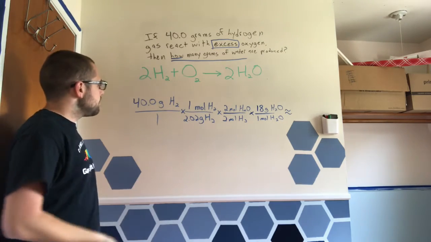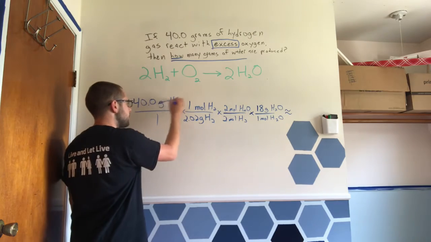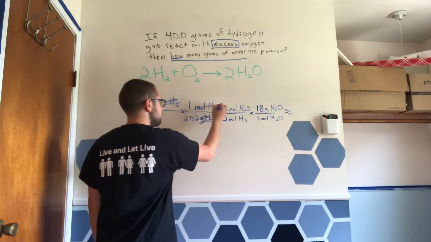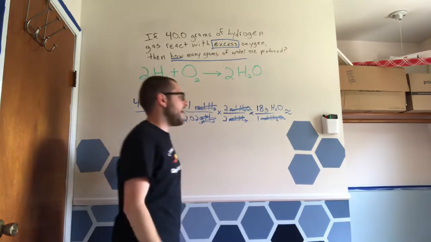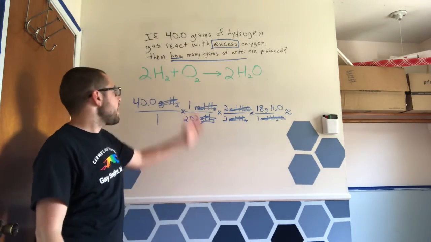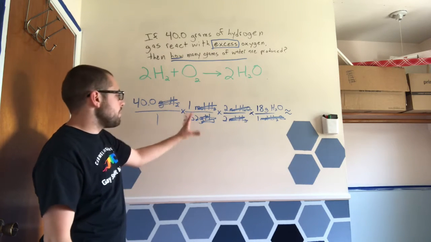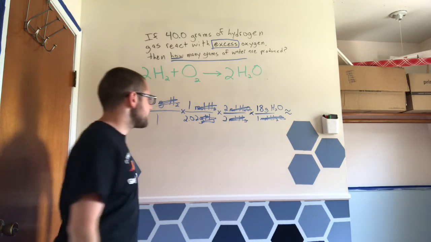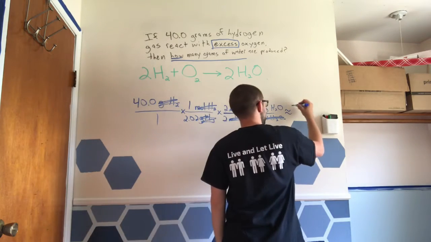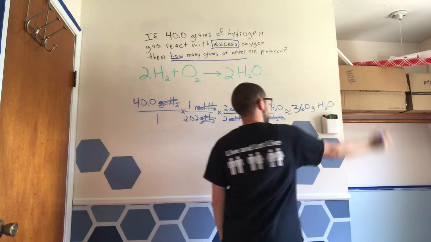My stoichiometry is set up now. I could show that my units cancel. Grams hydrogen, moles water. The only unit I have left is grams of water. How many grams of water? I'm in good shape. From here, I would go ahead and multiply and divide to solve. This is going to be just about 360 grams of water.